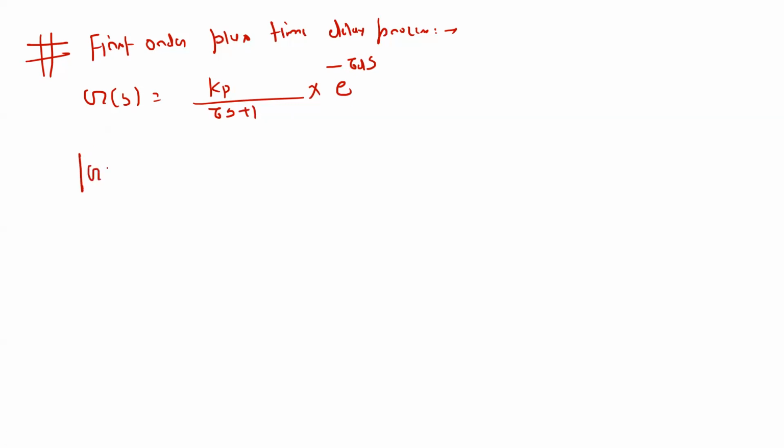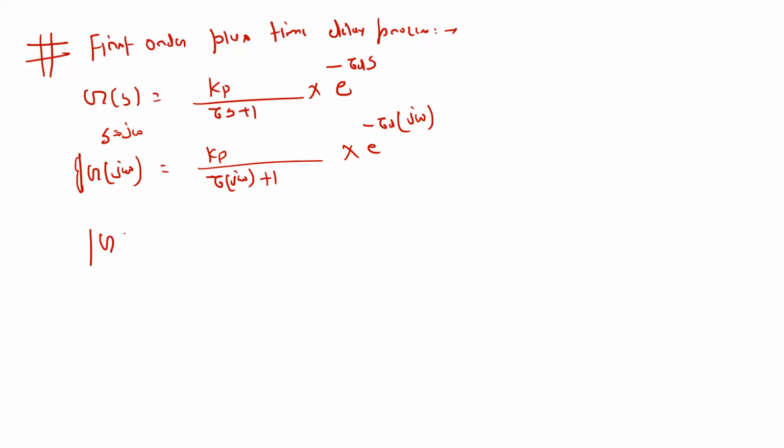If I want to calculate G of j omega, what will be the value? I'll be substituting s equals j omega. So again, I'll be getting Kp upon tau j omega plus 1, multiplied with e to the power minus tau d j omega. Fine. So our aim is to calculate G of j omega, right?